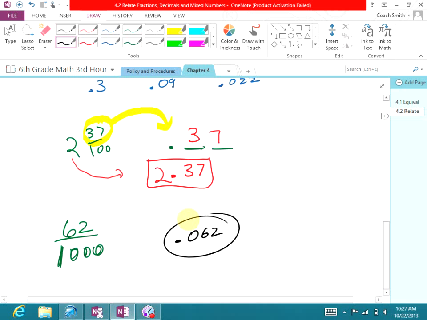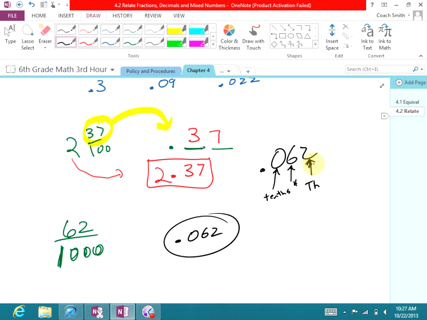Okay? Because once again, 0.062, that's the tenths, that's the hundredths, and that's the thousandths. Okay? So that's why it's 0.062, is because it's 62 over 1,000. Okay? Most people don't really struggle with that part of this lesson.